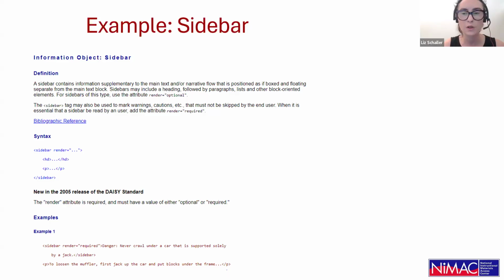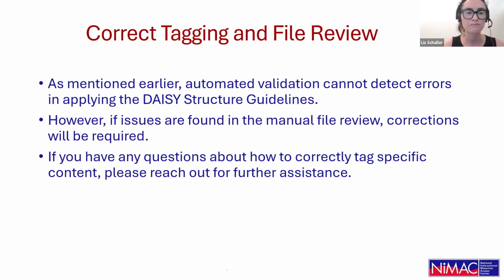So always feel free to reach out to us if you're not quite sure. As I mentioned, our automated validation process can't detect errors in applying the structure guidelines, but within our manual file review process, if we do detect any errors, we will require correction and resubmission. And typically, when we provide that feedback, we will link you directly to the section of the structure guidelines that we're referencing so that you'll be able to see that information and how to tag that section of the material correctly.